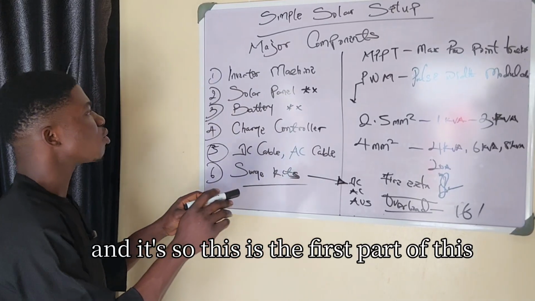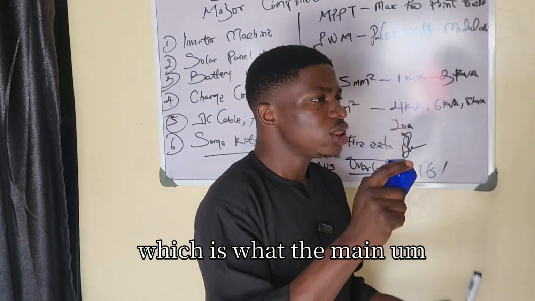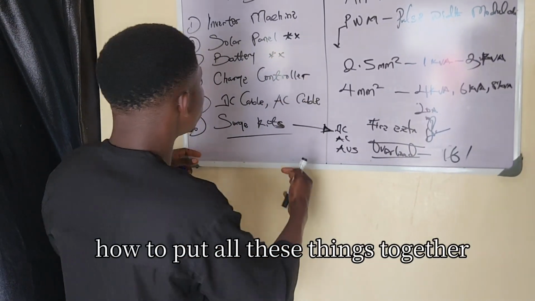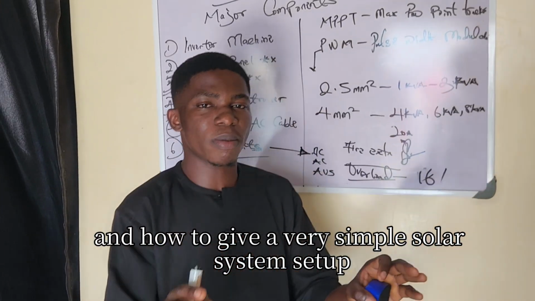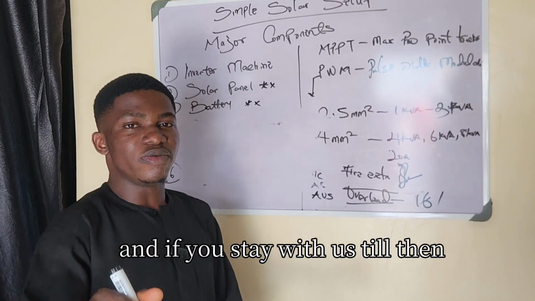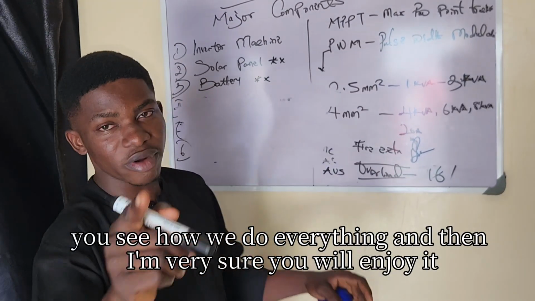So this is the first part of this, and then we'll be diving into the second part, which is what? The main connection, the main wiring, how to put all these things together, and how to give a very simple solar system setup. In the second phase of this video we'll be doing that, and if you stay with us till then, you'll see how we do everything, and I'm very sure you will enjoy it.